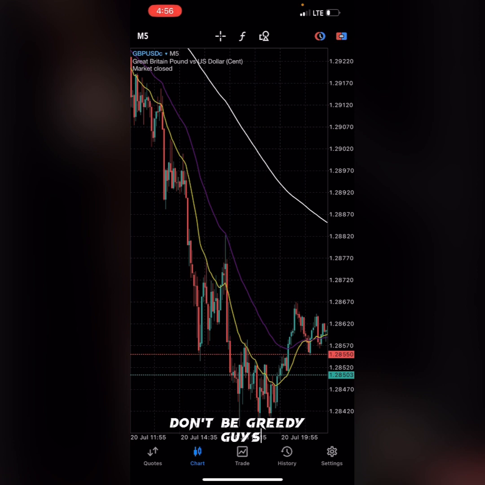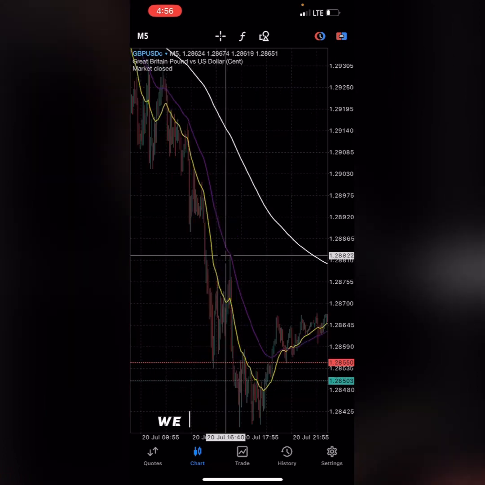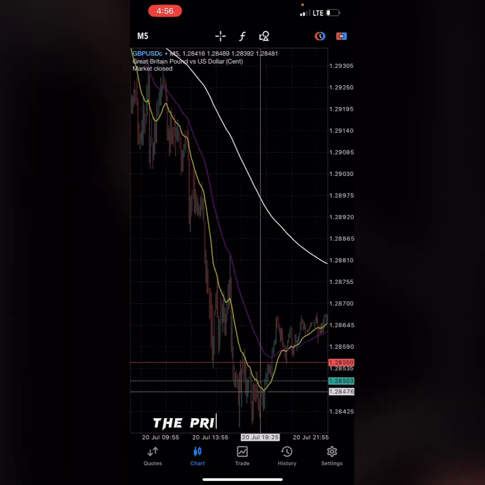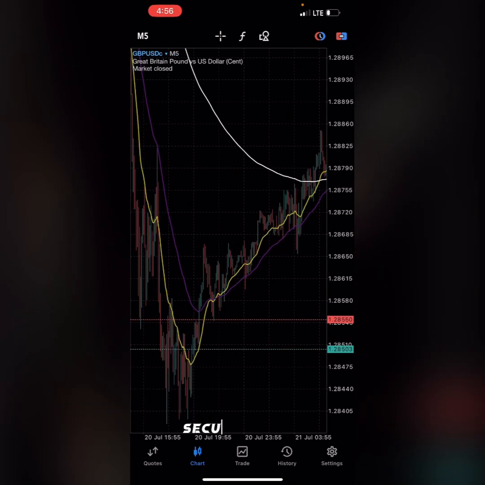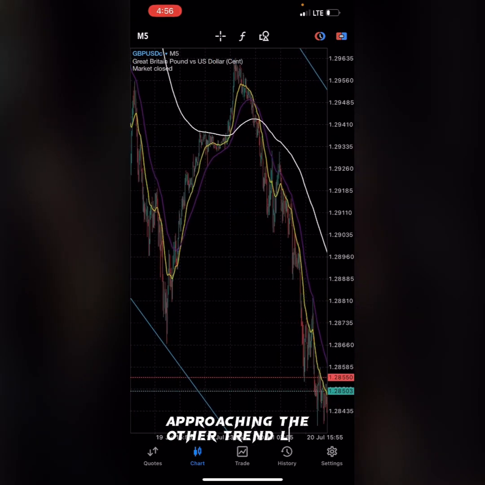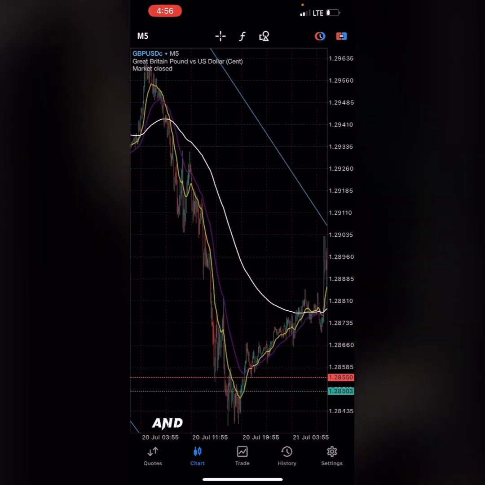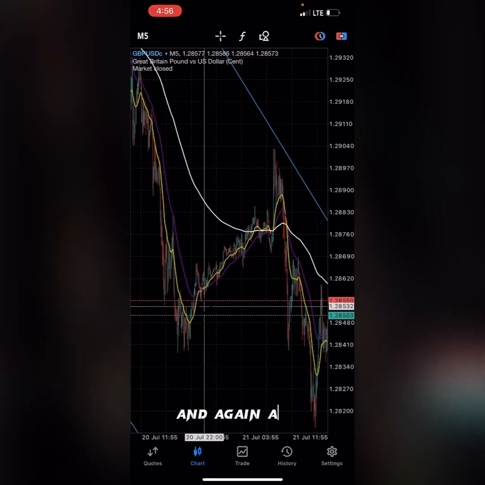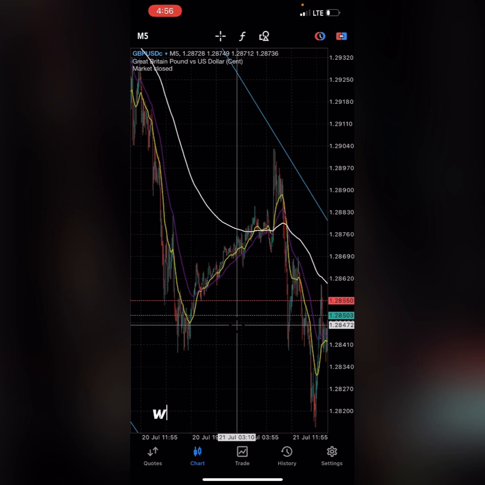Don't be greedy, guys. Don't be greedy. We had another win again here. The price dropped. 1 to 2 secured. Then you must be cautious. You must be checking: is the price approaching the other trend line? You must be careful. I must watch. You see? And again, whenever you see a crossing between the 20 and the 50.